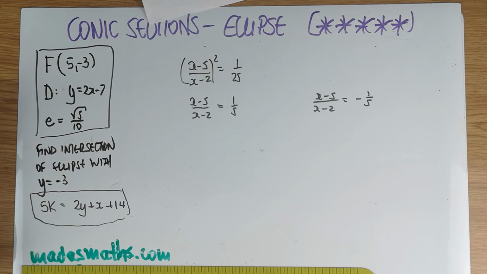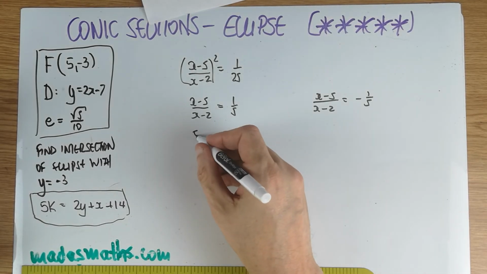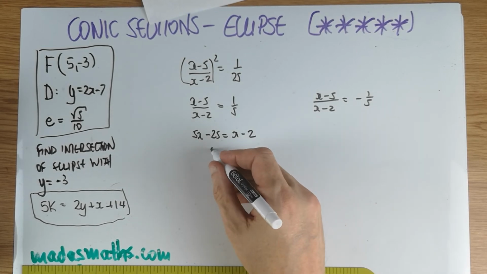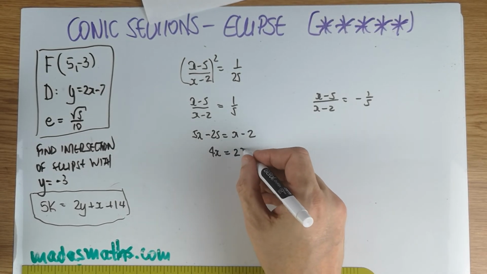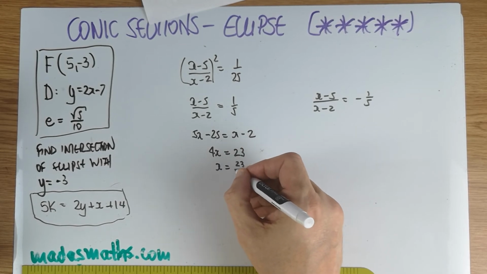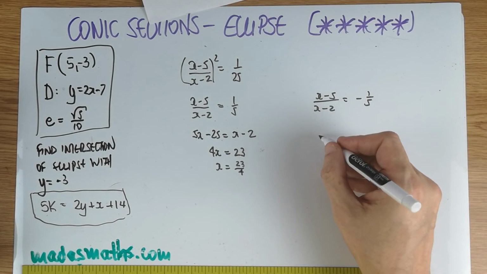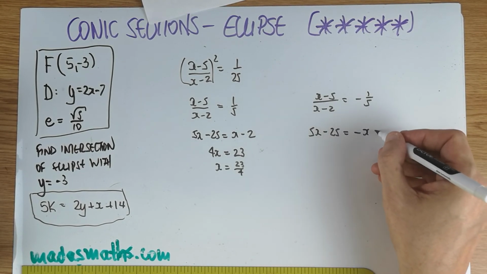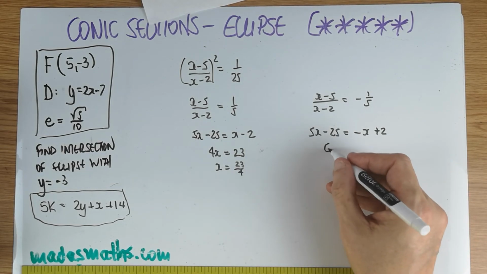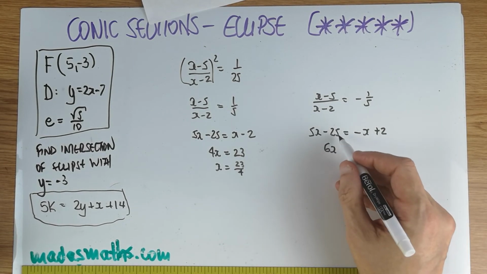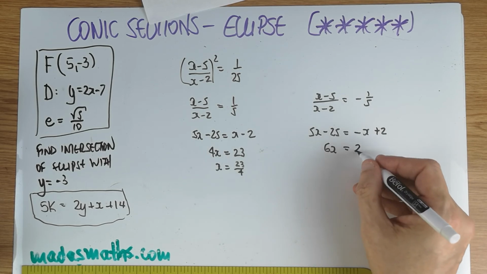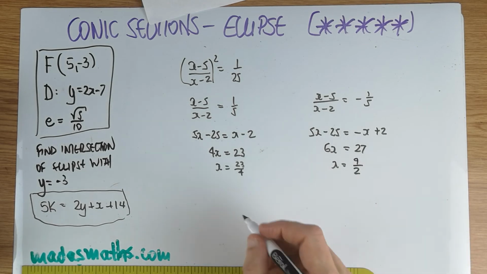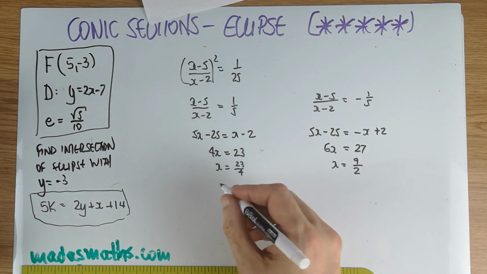And from there, all right, 5x minus 25 is equal to x minus 2, or 4x is equal to 23. x is 23 over 4. That's the first x coordinate. Then 5x minus 25 is equal to minus x plus 2, and then we have 6x on the left is equal to 27 on the right. And x is, of course, 27 over 6, which is the same as 9 over 2. And the problem has now finished.